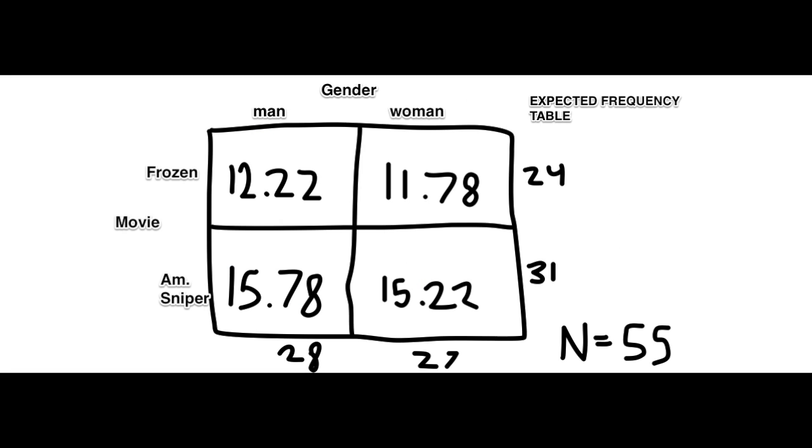This is what your expected frequency table should look like, for at least this one. You got your totals, you got your data values. Don't forget to put n. Now we have to calculate chi-square.